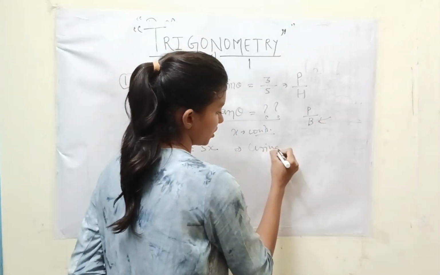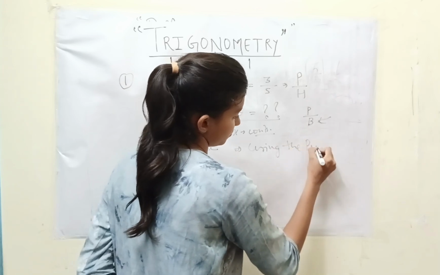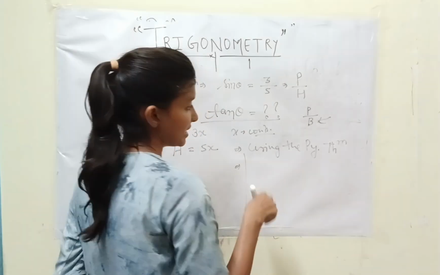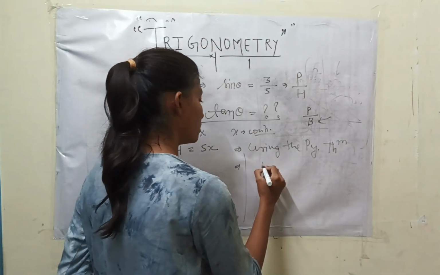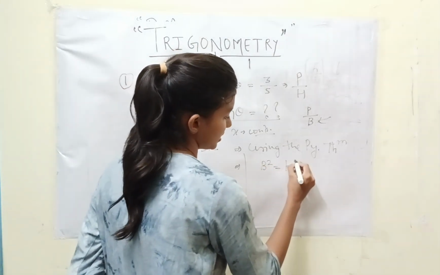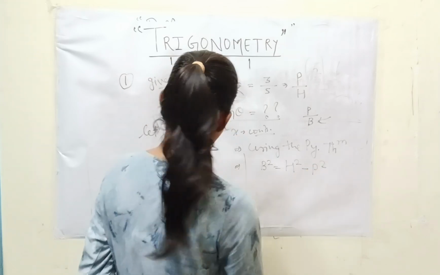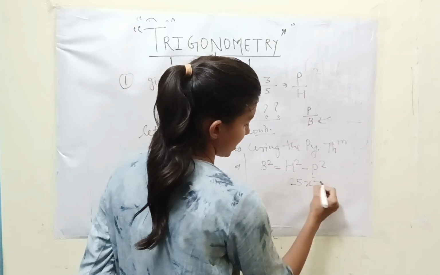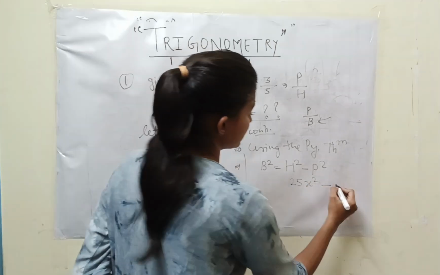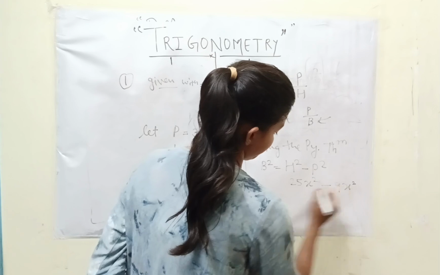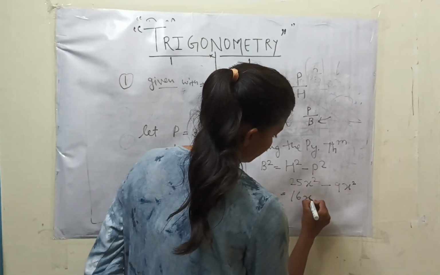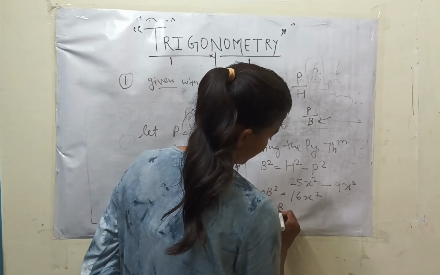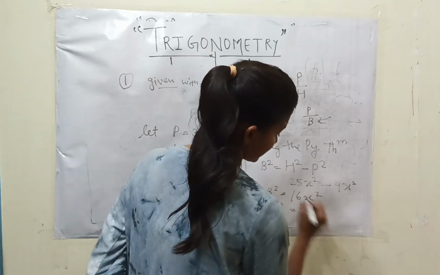Using the Pythagoras theorem, we can find the base here. How? Base square is equal to hypotenuse square minus perpendicular square. Here hypotenuse is considered as 5x. Then the square will be 25x square. And perpendicular is 3x. Then the square will be 9x square. Here we have got base square as 16x square. Then the base will be 4x.